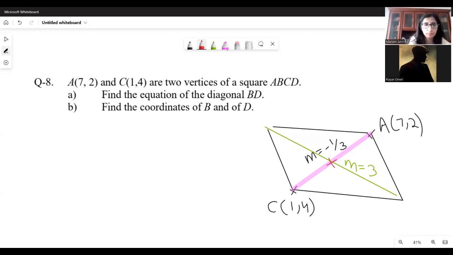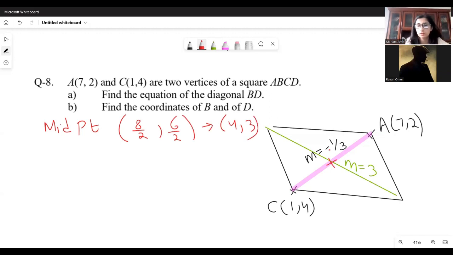Let's find the midpoint of AC. So it's 7 plus 1, 8 divided by 2, and 4 plus 1, 6 divided by 2. That gives us 4,3. Yes, Miss. So this is 4,3. Now, Miss, we would input this into the equation.